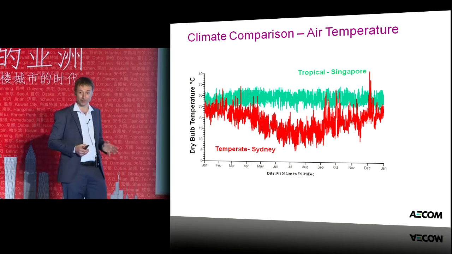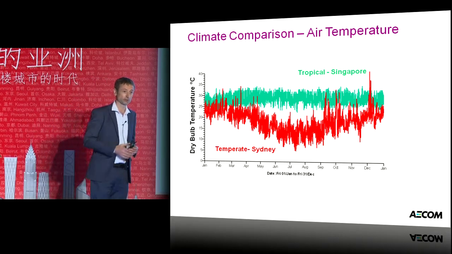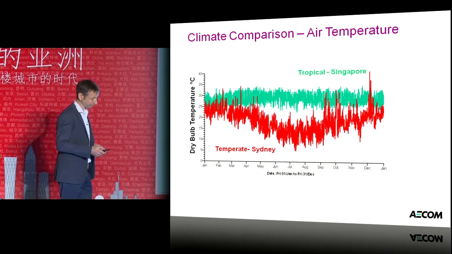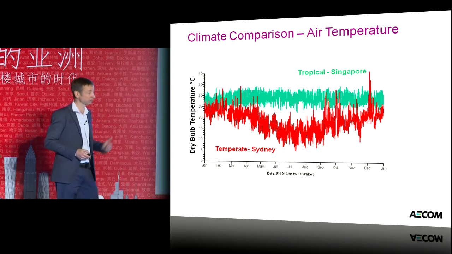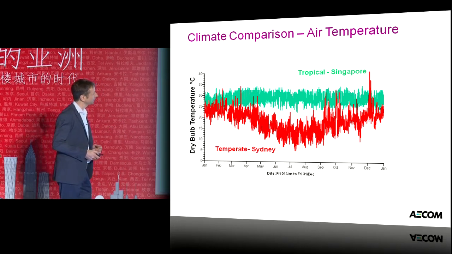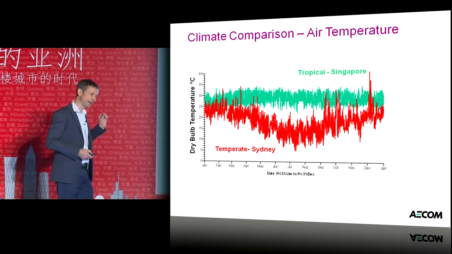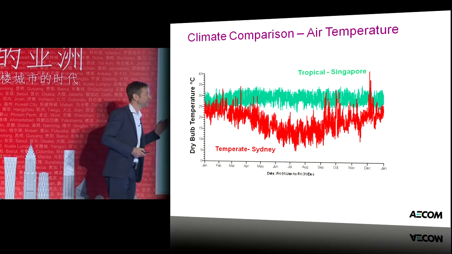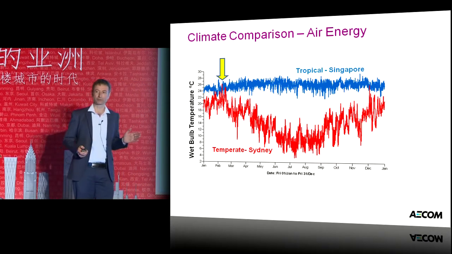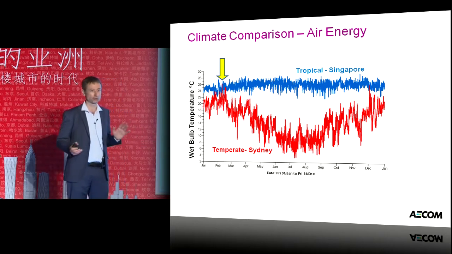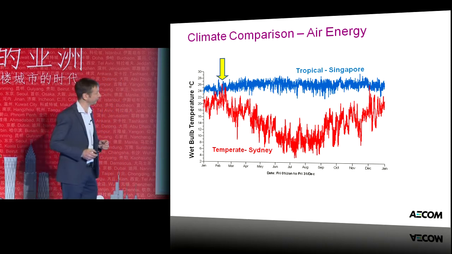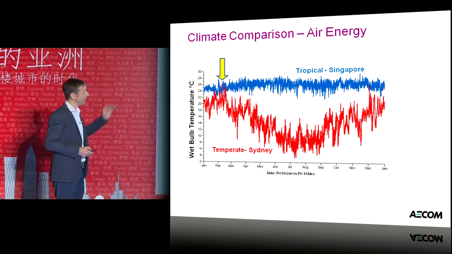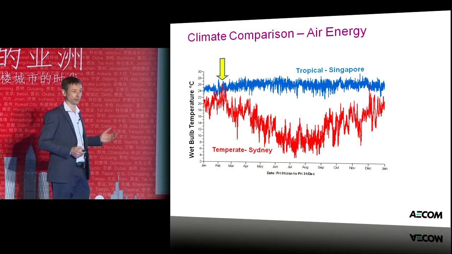In fact, I've been there when it's 45 degrees, which is a lot hotter than Singapore. So you'd think that the peak load is probably significantly higher. But when we start looking at the actual energy in the air, this is the temperature in the air, it's not the energy that's in the air. When you look at energy in the air, we can look at wet bulb temperature, and wet bulb temperature is pretty close to your enthalpy of air. And you can see that the gap between Singapore and Sydney is widened. And that's because there's a lot more humidity in the air as well.